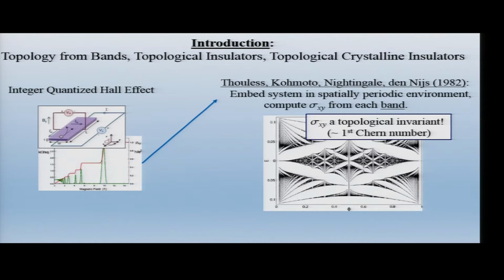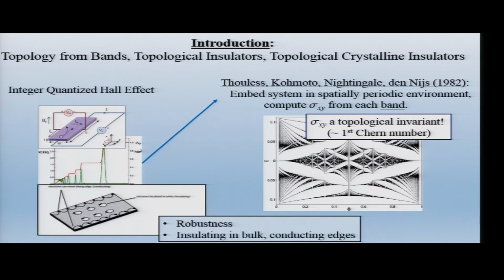For our purposes, it's enough to know that when you have a rational fraction of flux to magnetic flux quanta through a cell, you get an integer number of bands. And what Thouless and coworkers, what became known as the TKNN group, recognized is that if you calculate the sigma xy using the Kubo formula for each of these bands, it's actually proportional to a topological invariant, in fact, the first Chern number. And so one then recognizes that this could give the robustness one finds to these quantized values of the sigma xy, because you can inherit the robustness of a topological number.